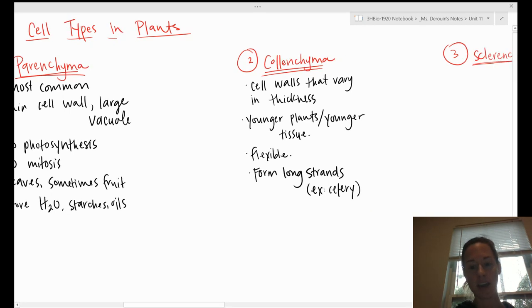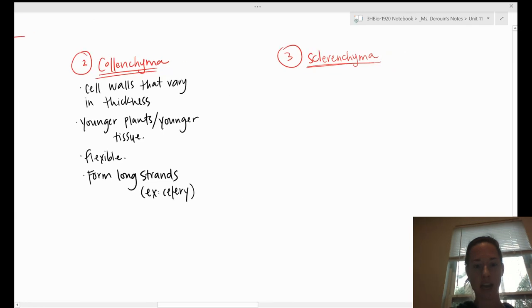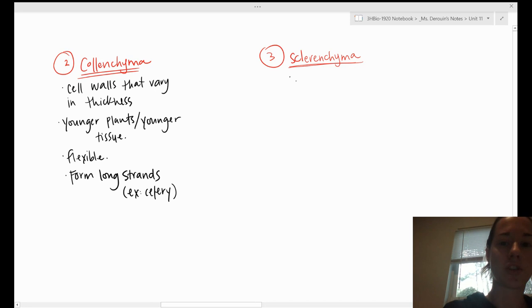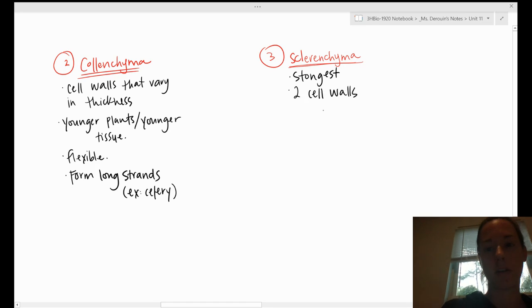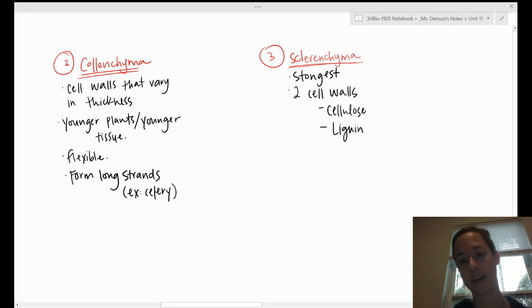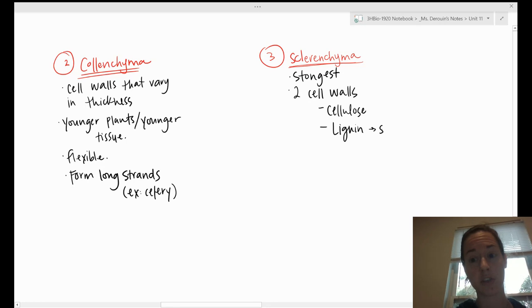And then the last cell type is called sclerenchyma. And these are going to be the strongest cell type. And they actually have two cell walls, which is what makes them the strongest. The first one is going to be cellulose, just like the other cells. And the second one is going to be lignin, which goes around the outside of the cellulose cell wall. And this is super strong.